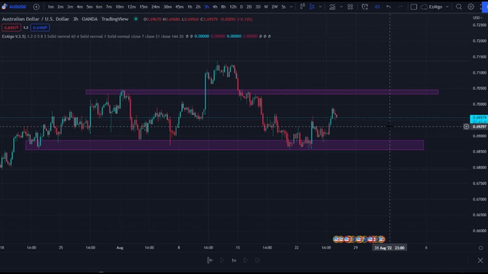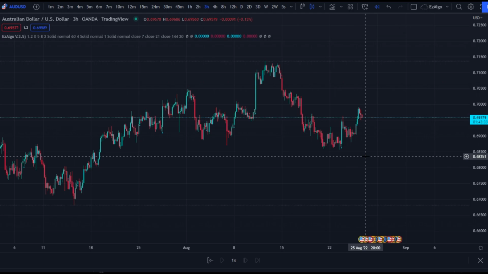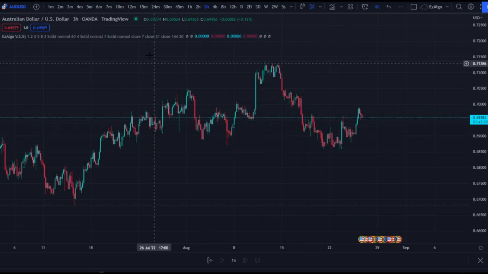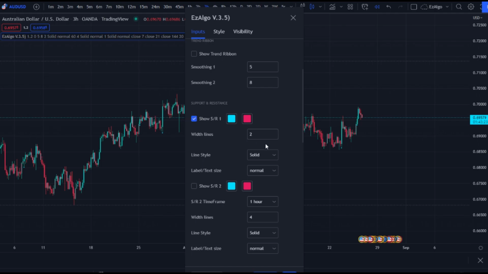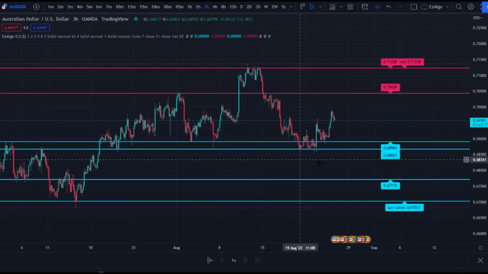And this can be pretty tedious and not as accurate because you are doing it yourself and there are no algorithmic inputs in place. So if you want to be the most accurate, what you're going to want to do is get EzAlgo, right? If you don't have it already, hit the first link in the description below.